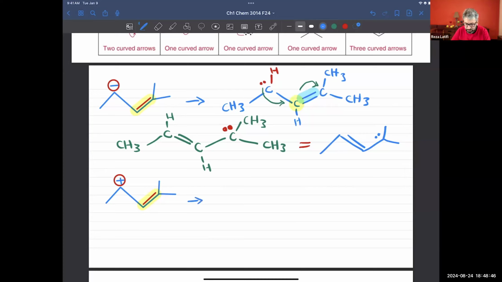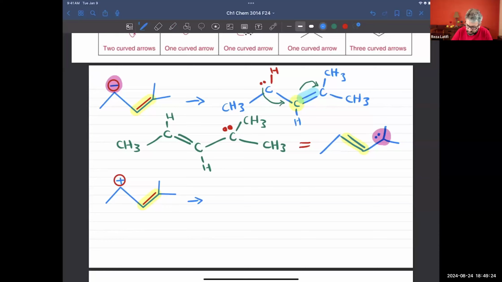Before I start the next one, look, I did not break any bond. The only thing I changed was the position of the pi bond. The double bond used to be on the right side, now it is on the left side. How about the negative charge? The negative charge used to be on the left side, now it is on the right side. That is what we call resonance. We managed to create a resonance structure, and the negative charge got distributed over here.